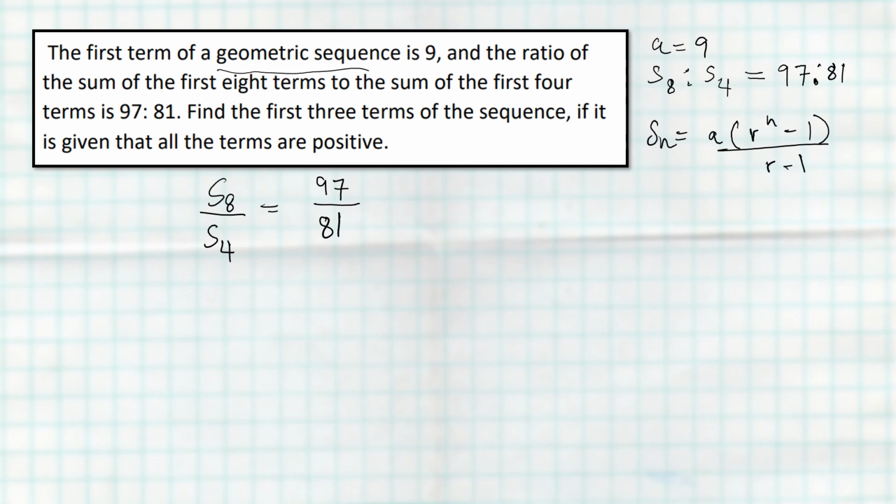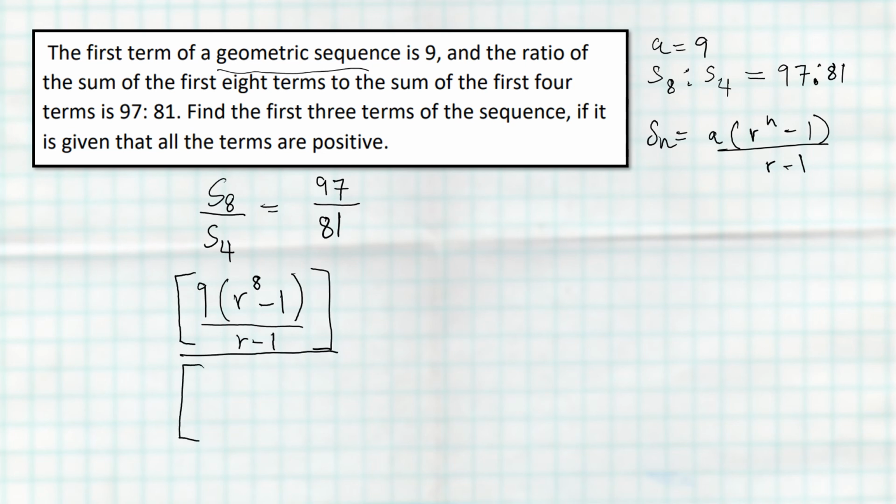So our A is 9. I'm just going to put 9. R, I put it as R because we already have it. N number of terms is 8, R exponent 8 minus 1 over R minus 1. So this is the first one on top. Then we go to the sum of the first 4 terms. Our A is 9. Our R remains R. Our N is 4, R exponent 4 minus 1 over R minus 1. So this will be equated to what? To the ratio 97 over what? Over 81. Can you see?